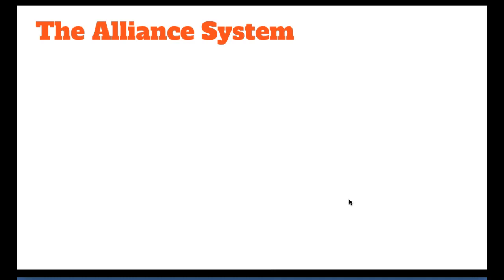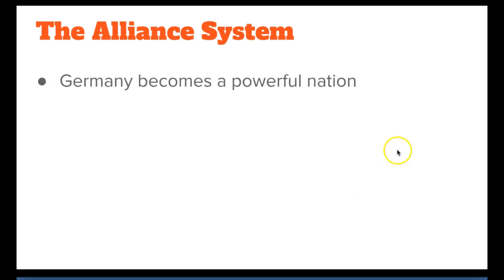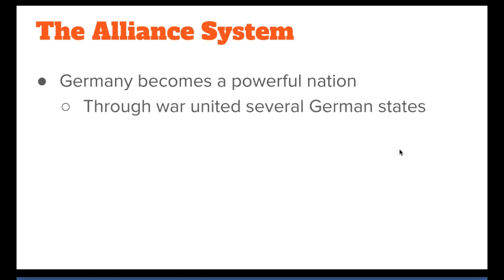If you are allied with somebody, you're on their side, you are their friend, and most likely you are going to back them if times get tough. So the first country that we are going to talk about within the alliance system is Germany. You probably already knew that Germany was a powerful nation. Part of this has to do with industrialization, and part of it has to do with imperialism. So the first note under this says, through war, united several German states.